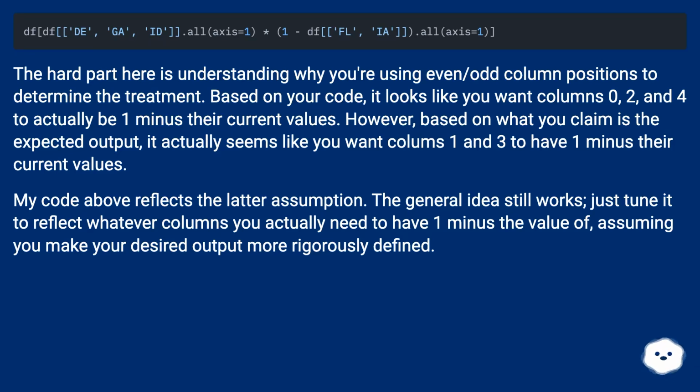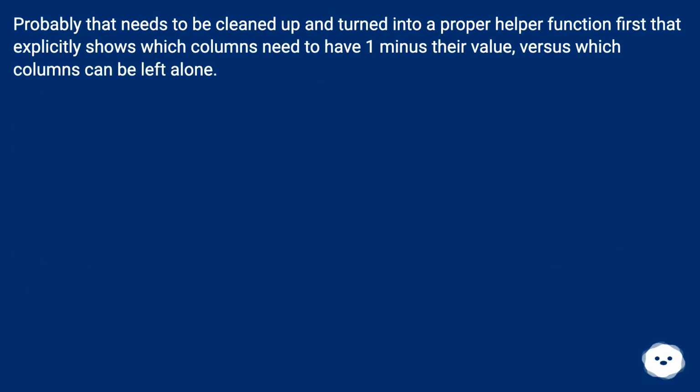The general idea still works, just tune it to reflect whatever columns you actually need to have 1 minus the value of, assuming you make your desired output more rigorously defined. Probably that needs to be cleaned up and turned into a proper helper function first that explicitly shows which columns need to have 1 minus their value, versus which columns can be left alone.